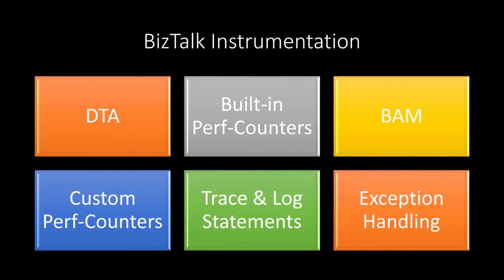In BizTalk, there are a lot of different ways to instrument your solution. There's all the upper row things here. There are built-in ways that you can instrument BizTalk. The built-in performance counters are obviously important with throttling and with persistence points and stuff like that. But one of the things I see underused very much is the custom performance counters.